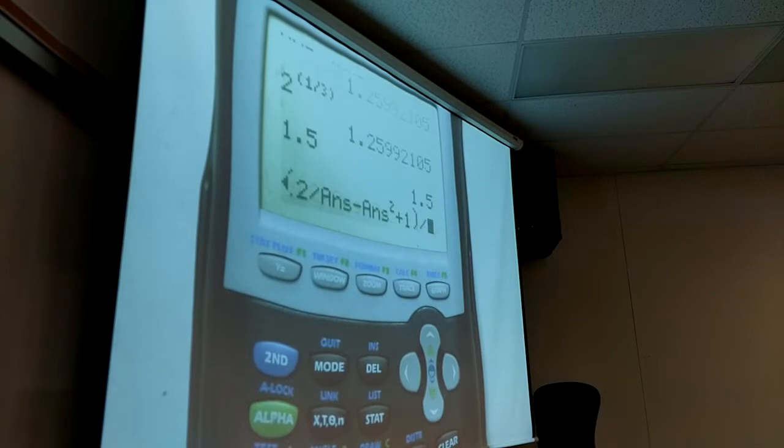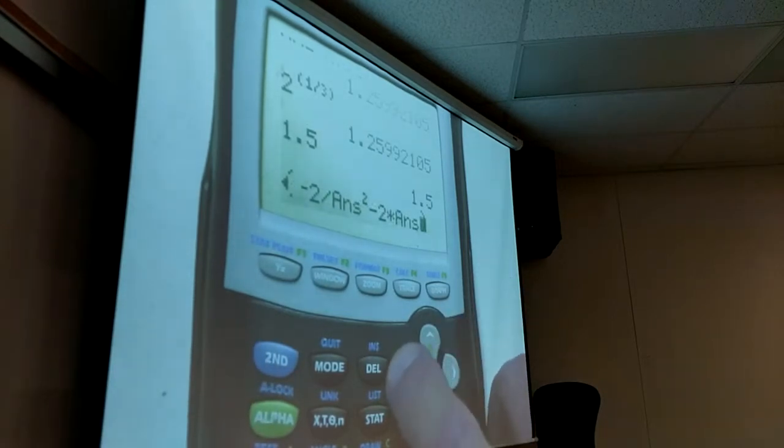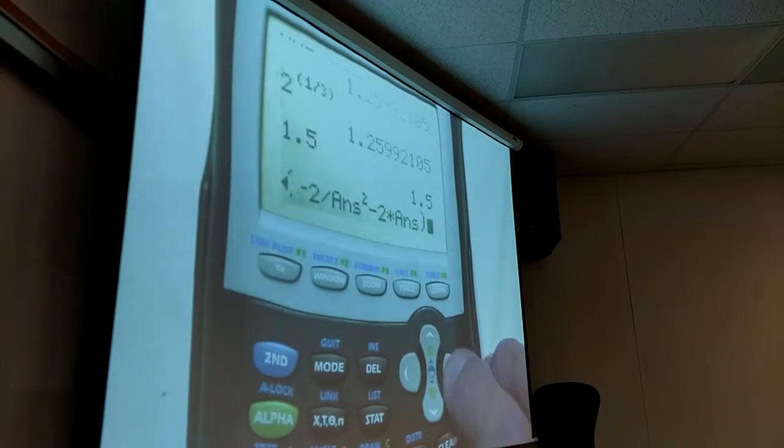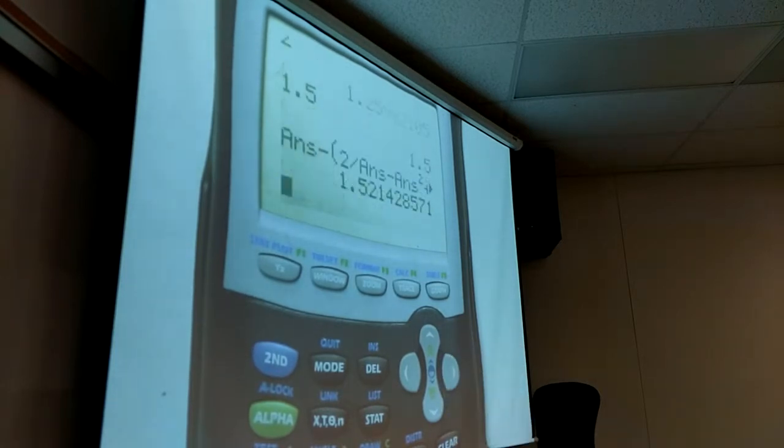Divided by f prime evaluated at the answer. Negative 2 divided by answer squared minus 2 times answer. So I'm just putting answer in place of my xn's. So there's my guess. What did I just do? Shoot. There we go. Minus f evaluated at that guess divided by f prime evaluated at that guess. And then I just have to hit enter, enter. I get pretty close to it.